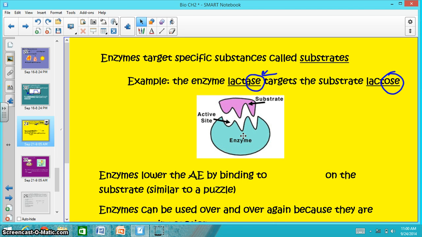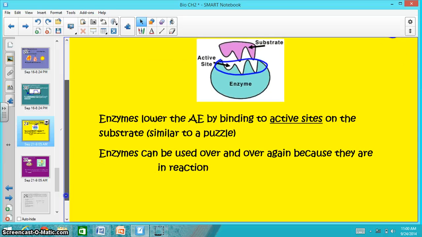Eventually, what the enzyme actually does is it doesn't break down the lactose, it lowers the amount of energy that's needed by binding to the lactose. It binds to a specific site called the active site. The enzyme is the blue, the substrate is the purple. They fit together like puzzle pieces. So no other enzyme, whether it's acetylcholinesterase, is going to be able to bind to the lactose. Lactase is the only one that's going to bind to lactose because they are specific.